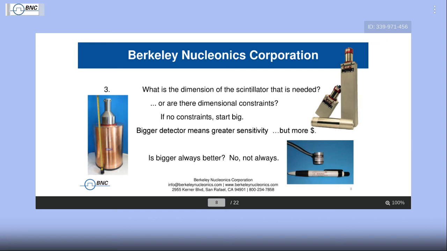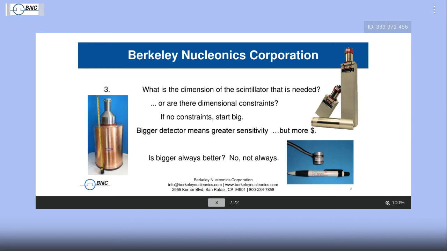Bigger is better in the sense that large detectors will have greater sensitivity, in the same way that the pupil of your eye, the black part of your eye, is wide open in the dark because it wants to pull in more light, and that's really all that these photons are, just a higher energy of light. And so sometimes you want the big one. If you don't have any dimensional constraints, then what's the harm? Let's go ahead and see.